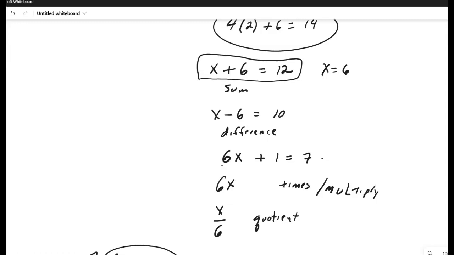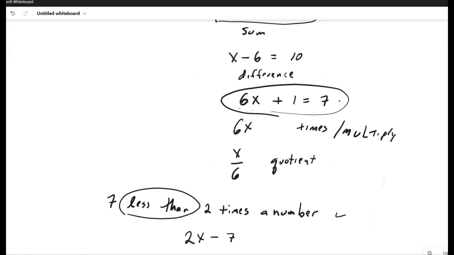Down here, let's say we have something that looks like this: 6x plus 1 is equal to 7. We have a 6 in front of the x, and that means you multiply the x by 6. And the 1 is just a constant, and we're adding. 6 times a number plus 1 is equal to 7. Well, what would x have to be? In that case, x would have to be equal to 1. We're going to learn ways to solve these. You can sometimes just solve them by inspection. I mean, you know that 6 plus 1 is 7, so x has to be 1.